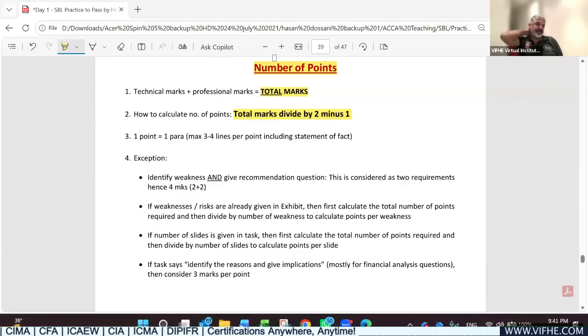If it is a 21 mark question, 21 divided by 2 is 10.5. 10.5 minus 1 is 9.5. 9.5 means 9 to 10 points.